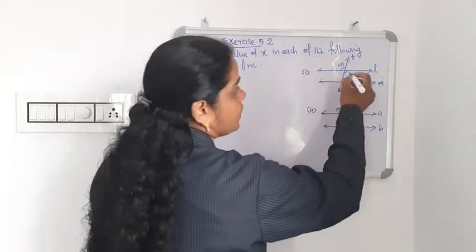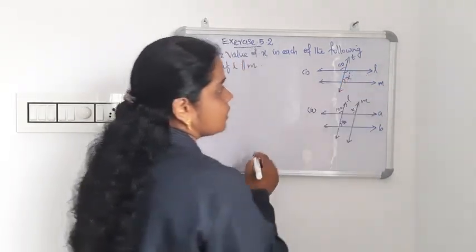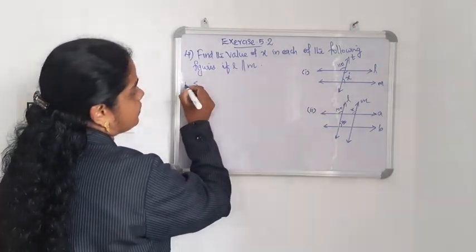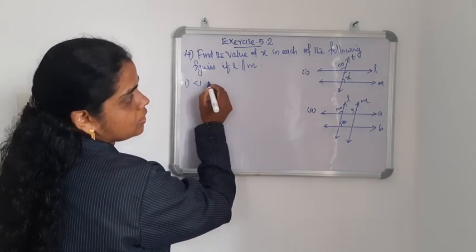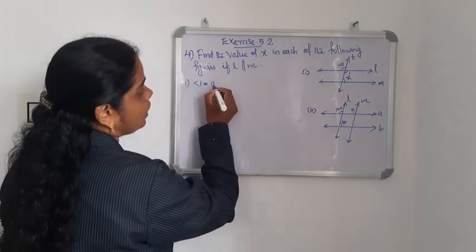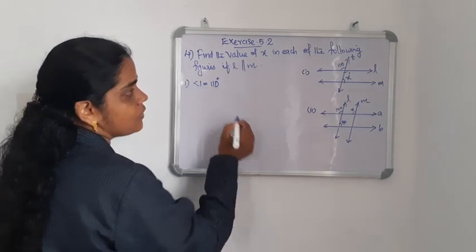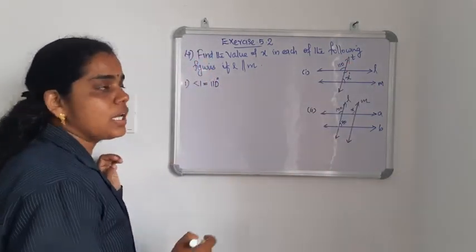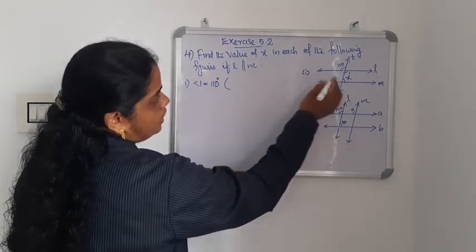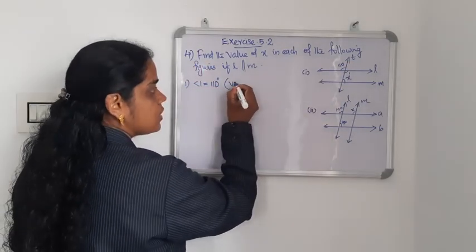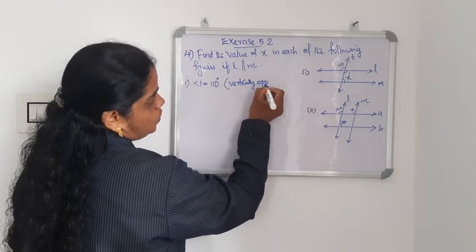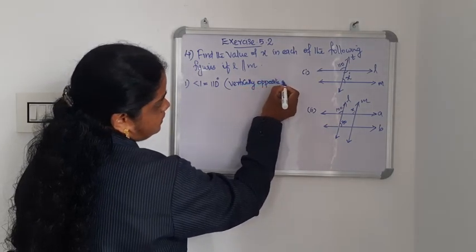So this angle we can take as 1. Then what can we write here? Angle 1 equal to 110 degree, because what is the reason? This 110 degree and angle 1 are vertically opposite. So angle 1 equal to 110. Reason: vertically opposite angles.